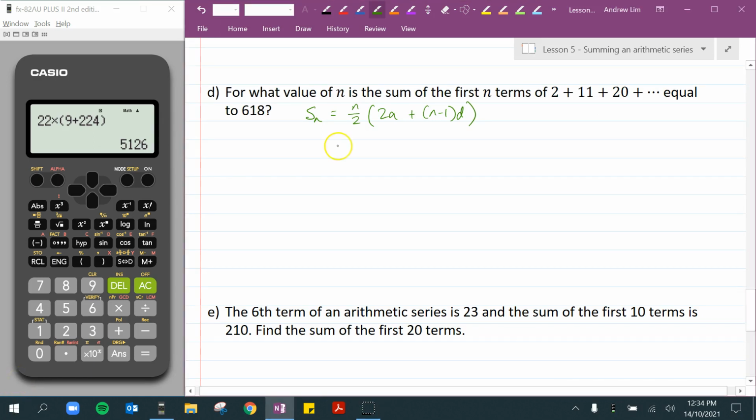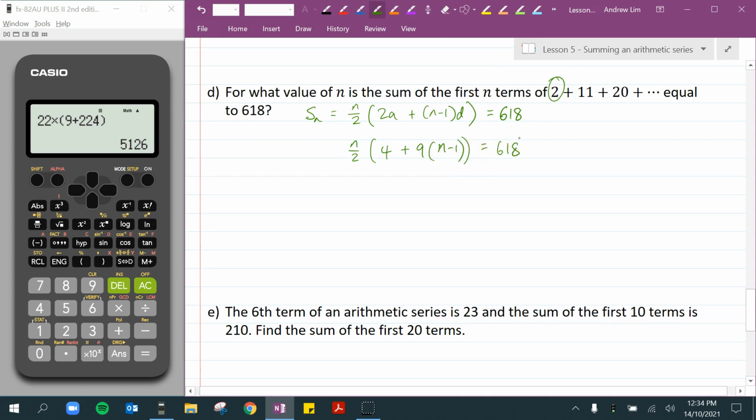So we've got n over 2, and we know that's equal to 618. So let's put that in. We've got n over 2 times 2a. Well, a is 2, so we've got 4, 2 times 2 is 4, plus (n minus 1) times d. We know that the common difference is 9, so I'm going to put 9 at the front, times (n minus 1).